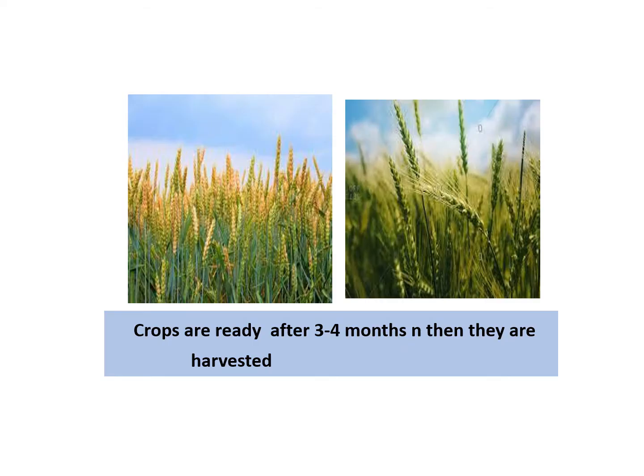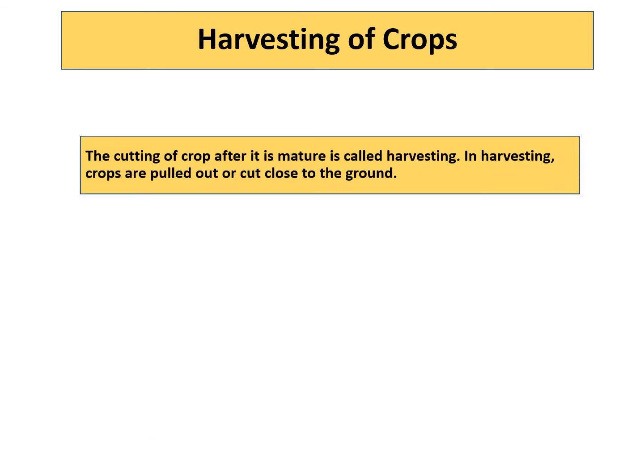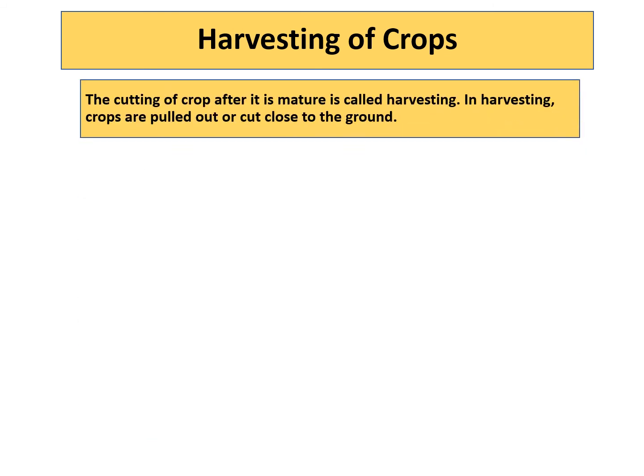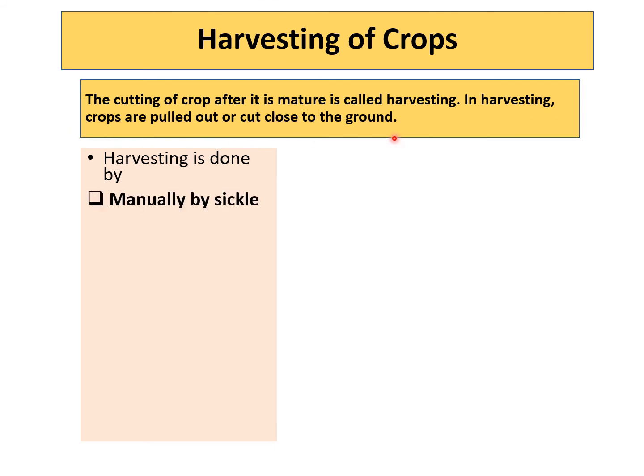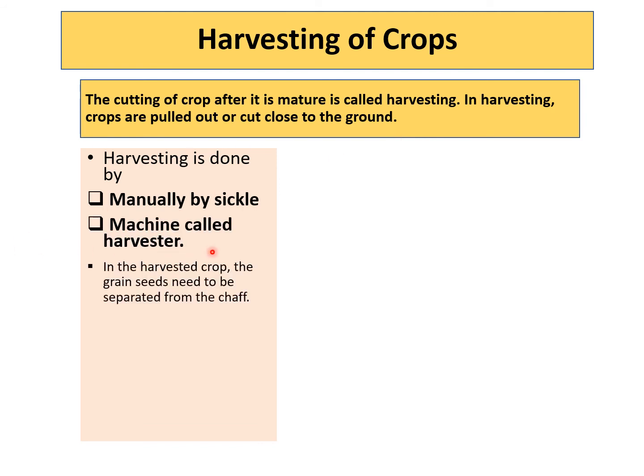Now after weeding is done, our crop is generally ready after 3 to 4 months. It generally takes 3 to 4 months for the crop to grow. After weeding, harvesting is done. This is the next activity. So what is harvesting? The cutting of the crop after it gets mature is known as harvesting. In harvesting, the crops are pulled out or cut close to the ground. So how is it done? It is done manually, either by a sickle or by a machine called a harvester.